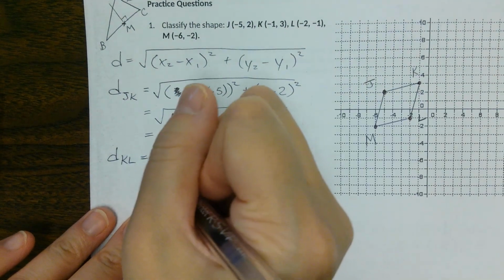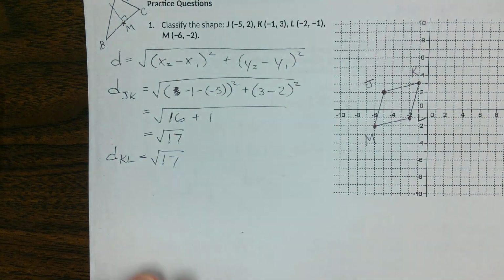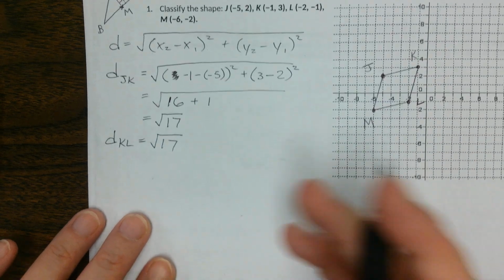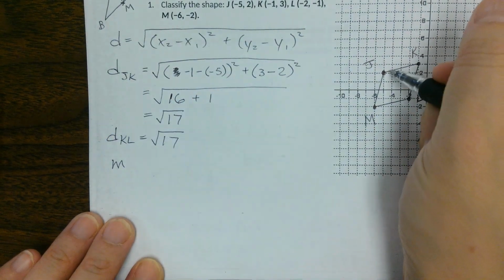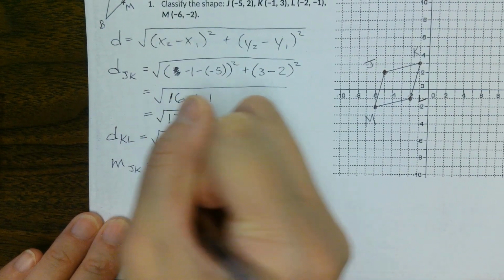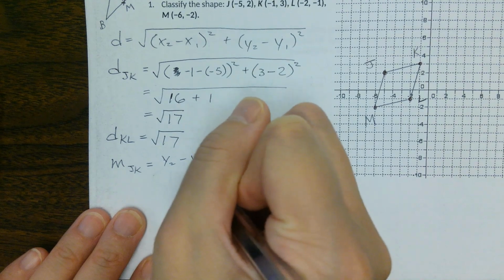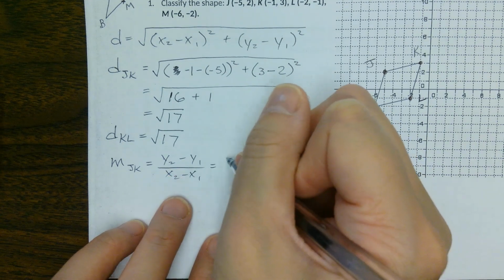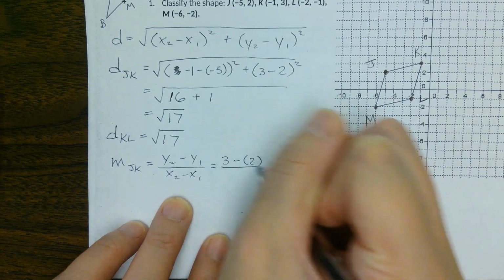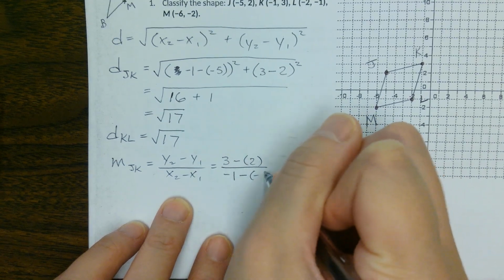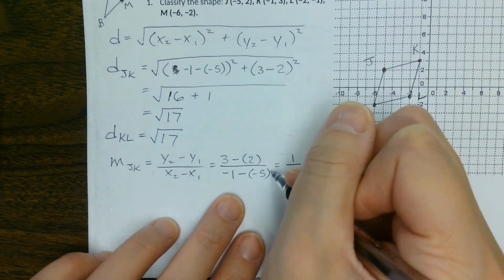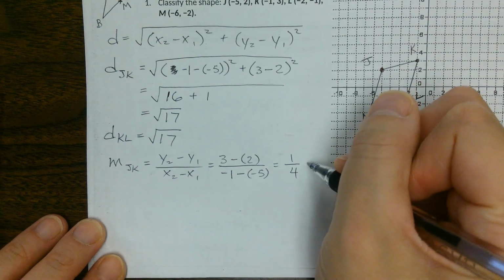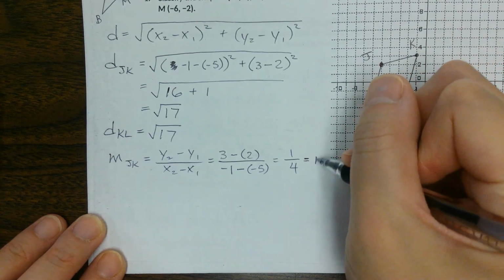Okay. So if I do the same, I should get root 17 as well, when I plug in the coordinates of K and L and subtract. Okay. And then the next thing is I have to do the slopes. Slope of JK: y2 minus y1 over x2 minus x1. So 3 minus 2 over -1 minus -5. So I get 1 over 4. Okay. This should give you the same slope as ML.